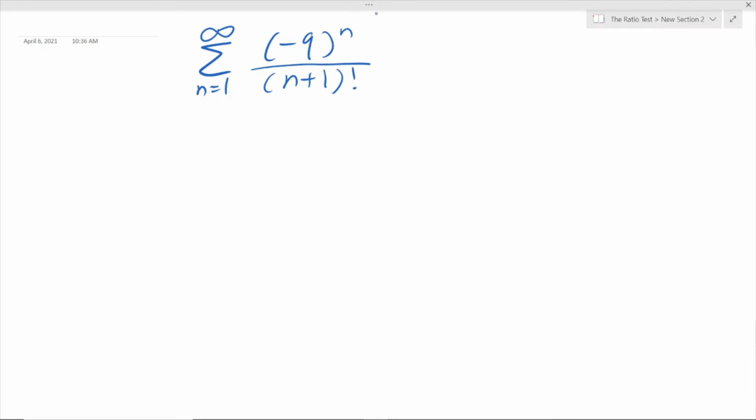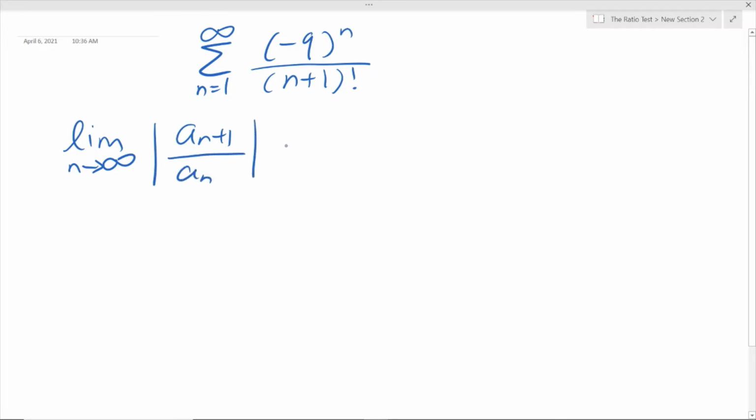So say we have a series that looks something like this, and we are trying to determine whether it converges or diverges. So we're going to have to find that limit using the ratio test. And then we will have to recognize that we have to add 1 to the n's in order to complete the top term. So we are going to do that.